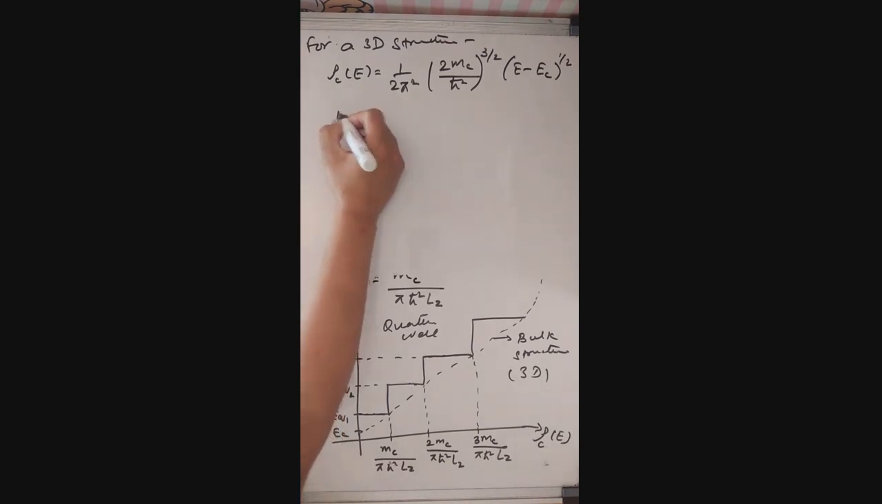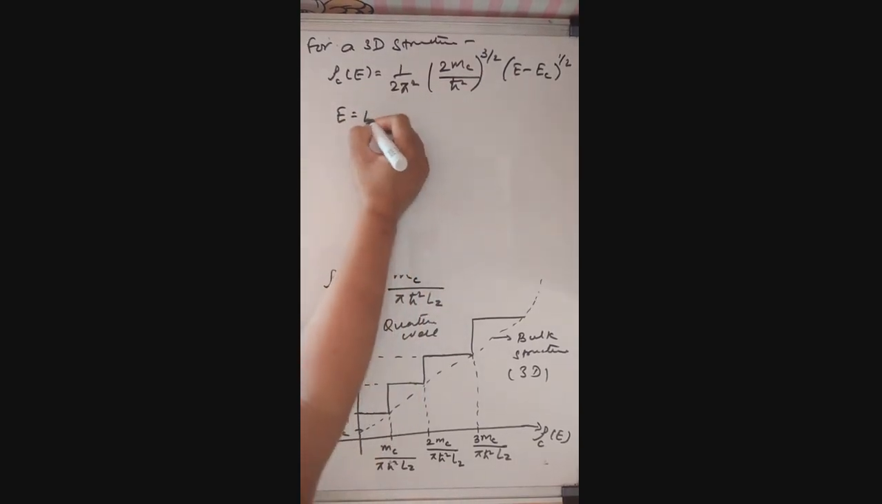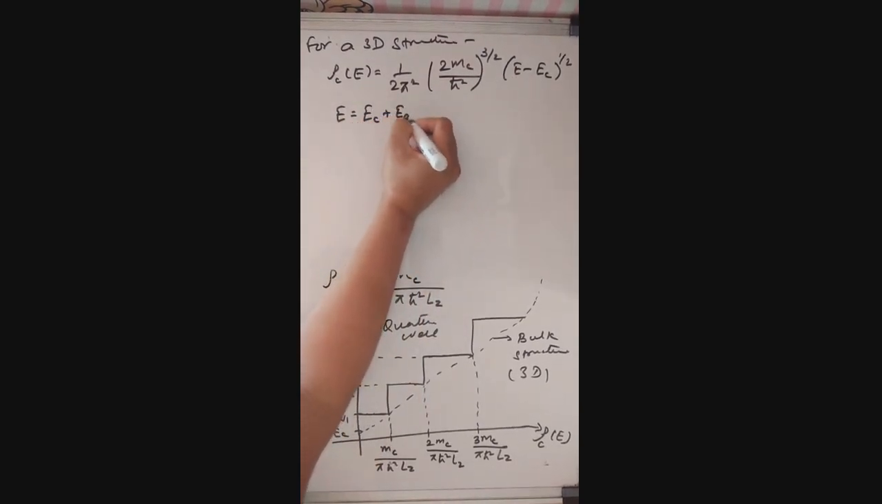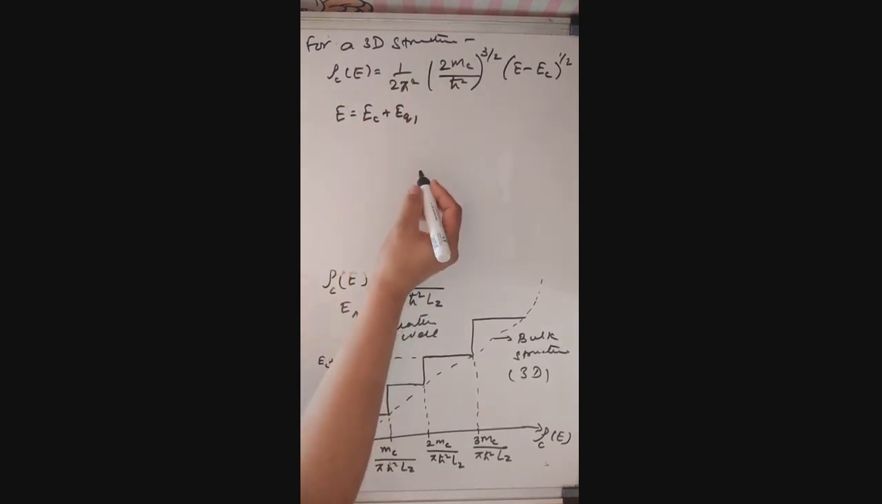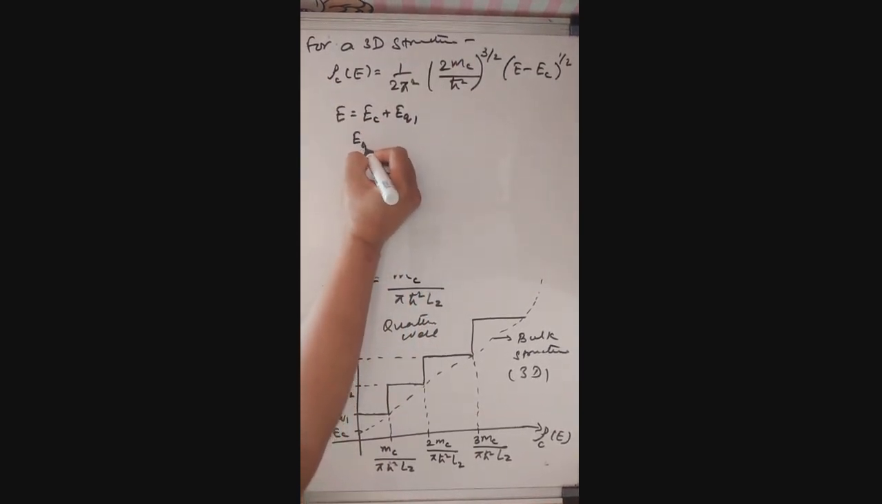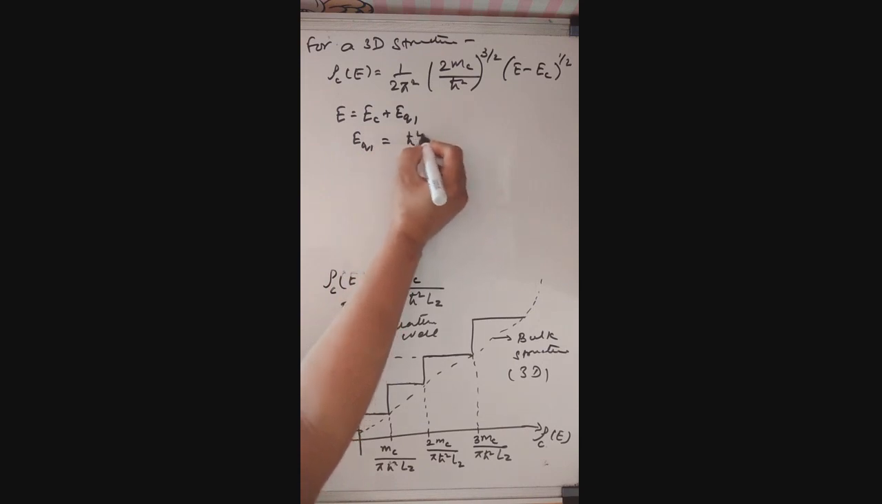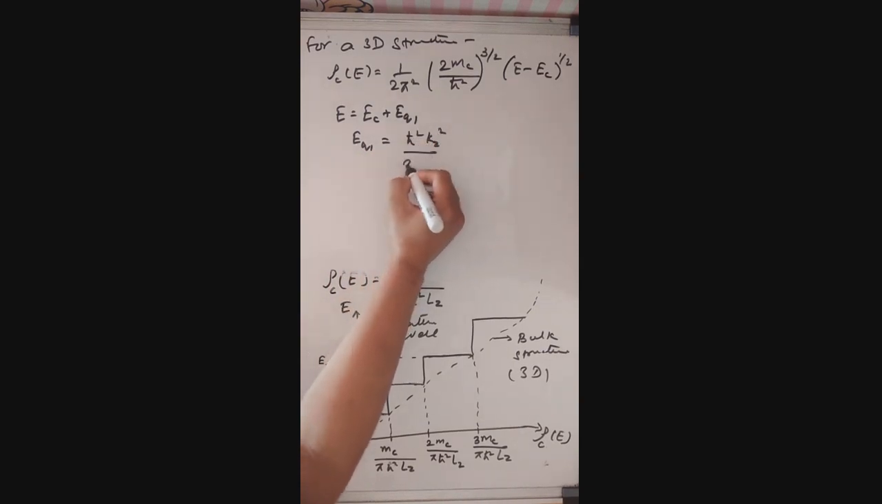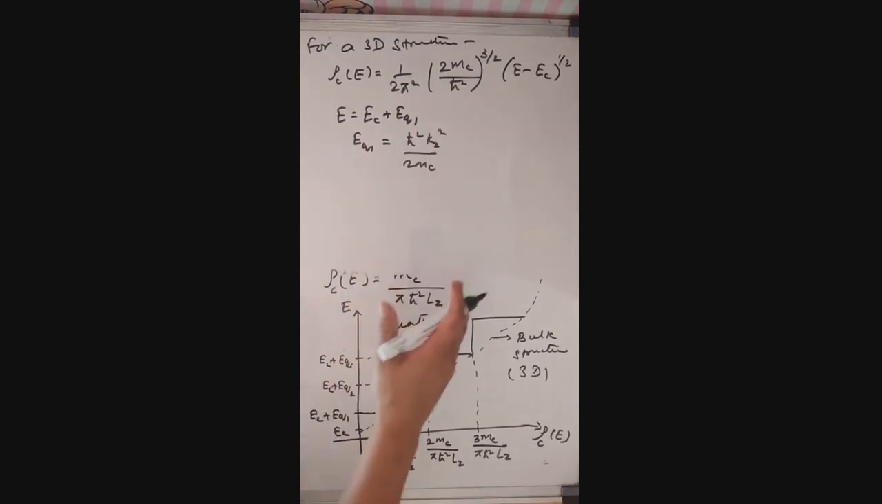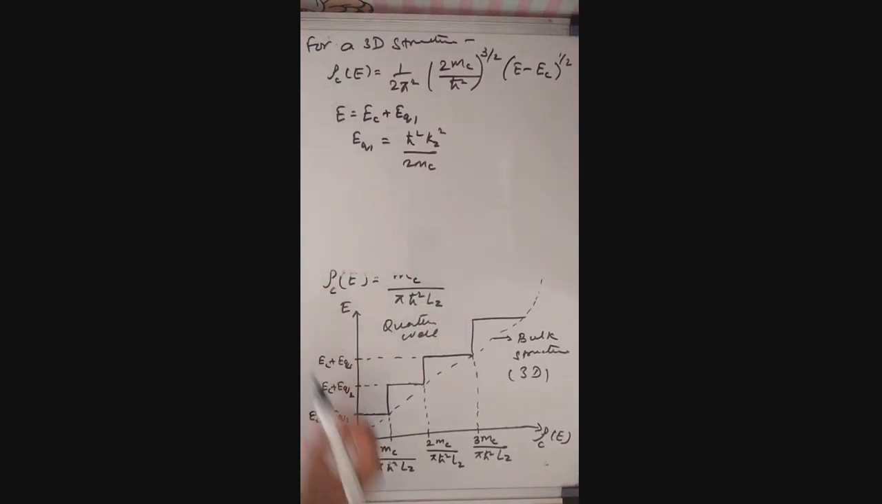In this, simply put, instead of E, EC plus EQ1 and then solve the equation. Also, you need to put the value of EQ1. EQ1 we already know. Put this value, solve the equation, and you'll get this value of rho(E). So that's why we have joined these points. This is how we'll be plotting the energy versus density of state.